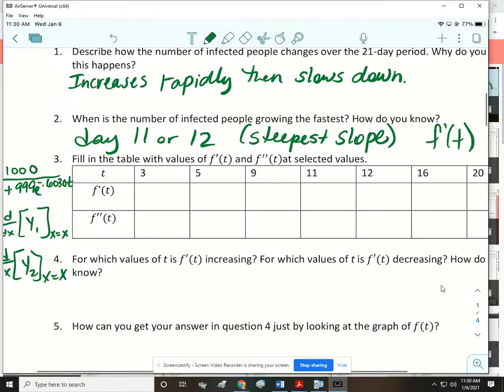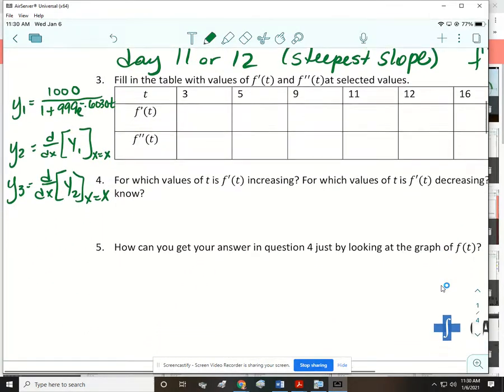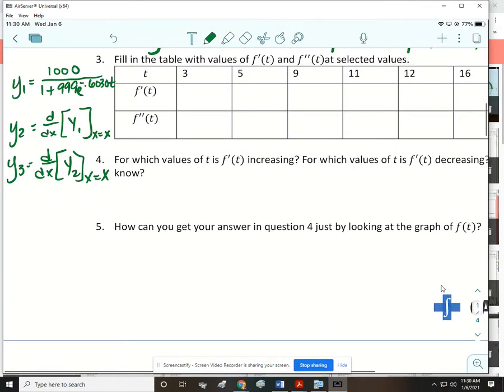Okay, so to fill in this table, I would recommend you just use the graphing calculator. In y1, you would type in the original function. And then y2 is going to be f prime of t. So that's the derivative of that function that we typed into y1. So I just use the derivative keys in the calculator. And then if I want the function, we would put x equals x.